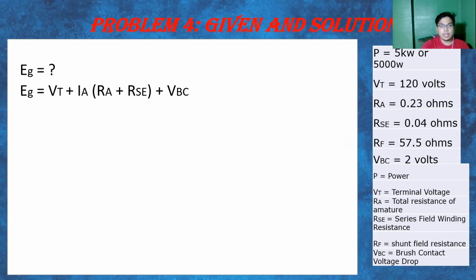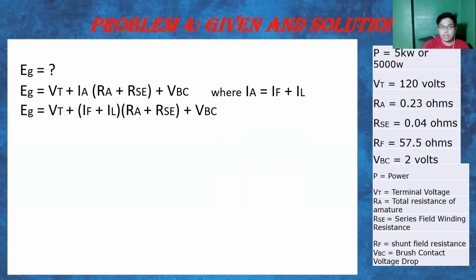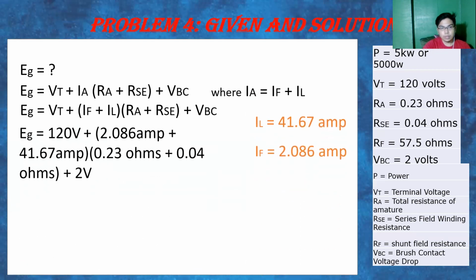So yan, meron na uli tayong lahat. Meron tayong EG, meron tayong VT, meron tayong IF and IL para makuha yung I sub A. Then meron tayong RA, meron tayong RSE, meron tayong V sub BC. Yan, substitute lang natin yung mga given values sa formula. Ayan. At pag kinumpyut natin to, ang makukuha natin is 133.8 volts.